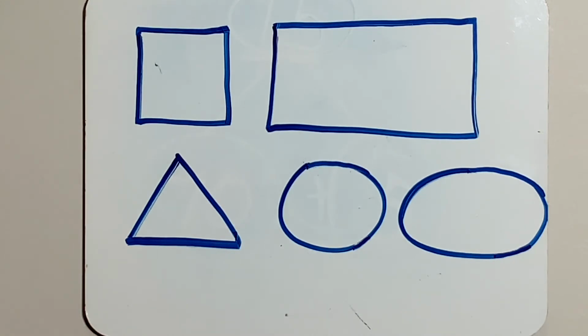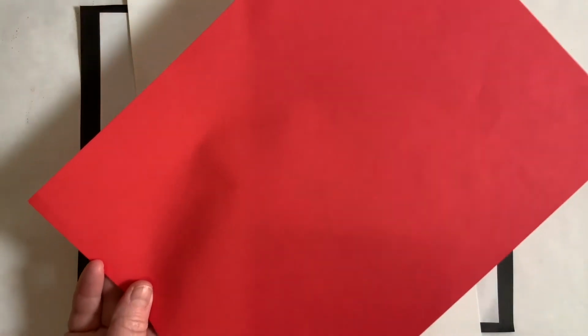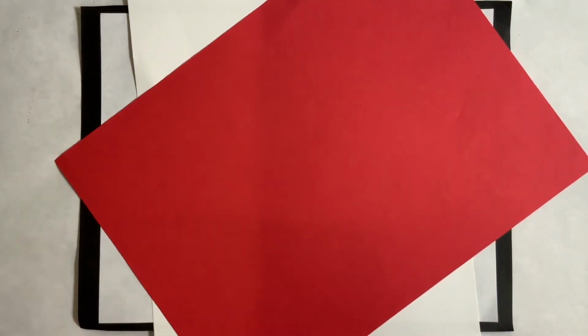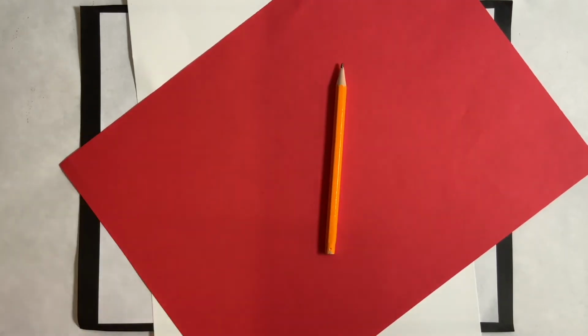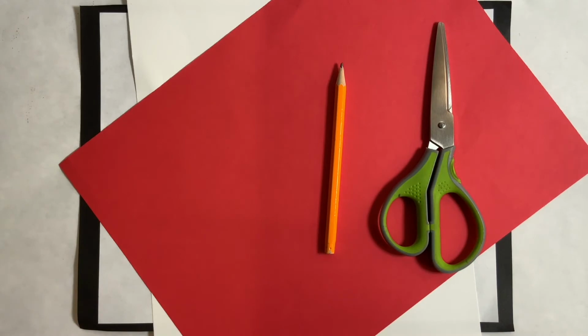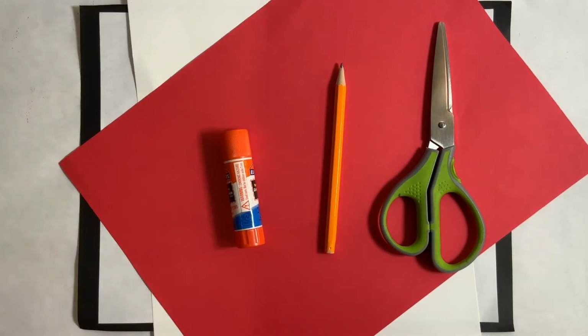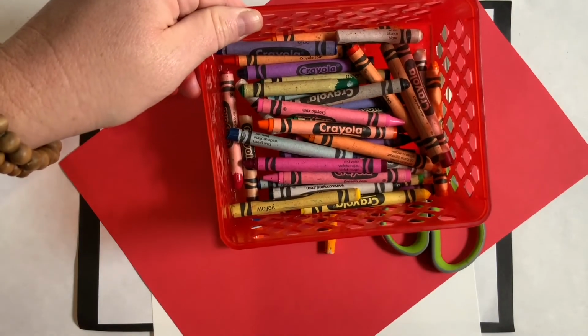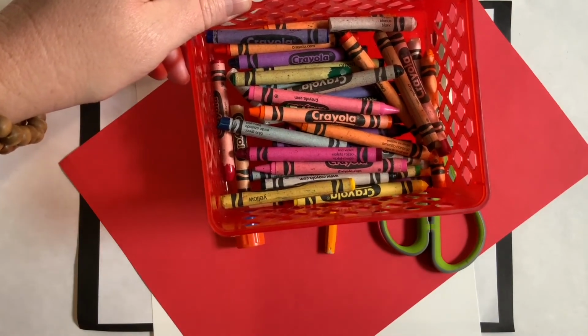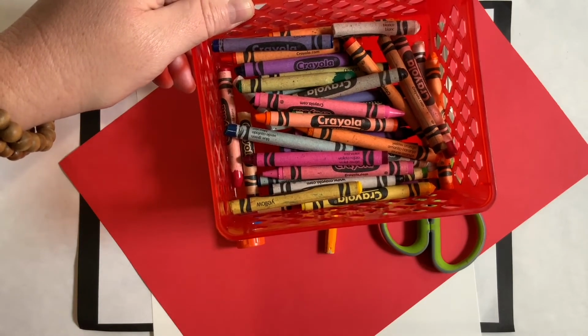So now I'm gonna show you what supplies you need for today so we can get started. You are going to need 1 white sheet of paper. You are also going to need 1 sheet of red construction paper, 1 pencil, 1 pair of scissors, 1 glue stick, and if you don't have a glue stick, you could always get a glue bottle. And lastly, you are going to need your box of crayons. So please go ahead and get these supplies. Pause the video and I will be here when you get back.